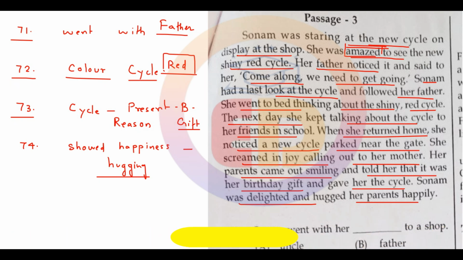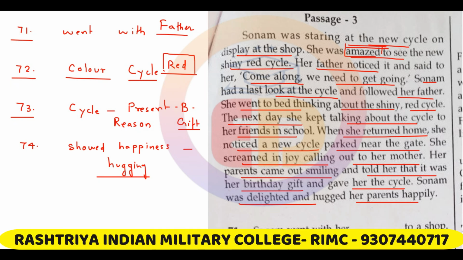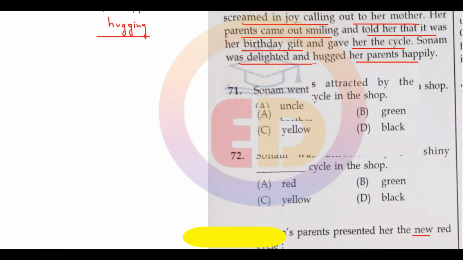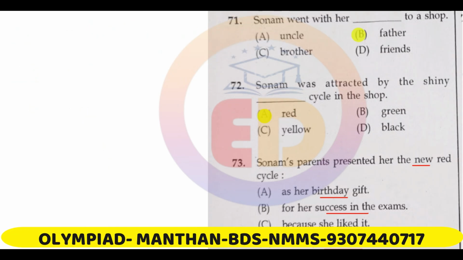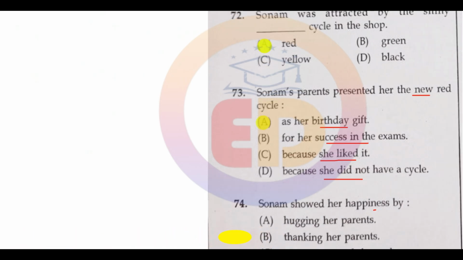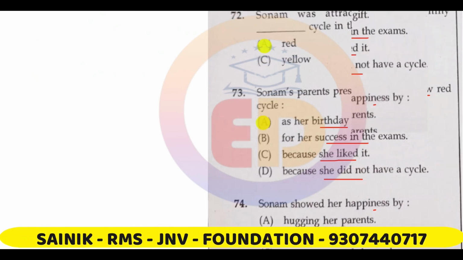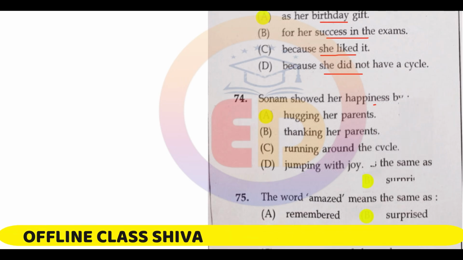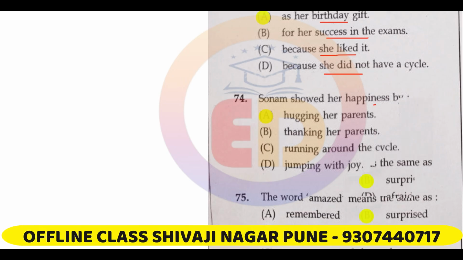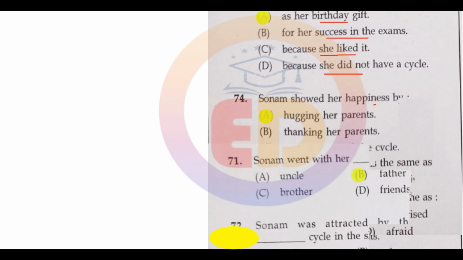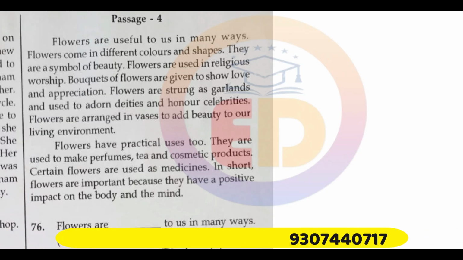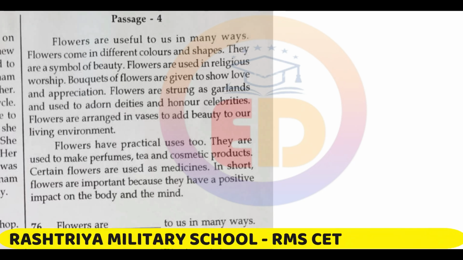Our answer to question number 71 is she went with her father. 72 is it's a red colored cycle. 73 as a birthday gift. 74 by hugging her parents. And amazed is surprised. That's all, the questions are completed. Moving on to passage number 4. Let's move to the questions.